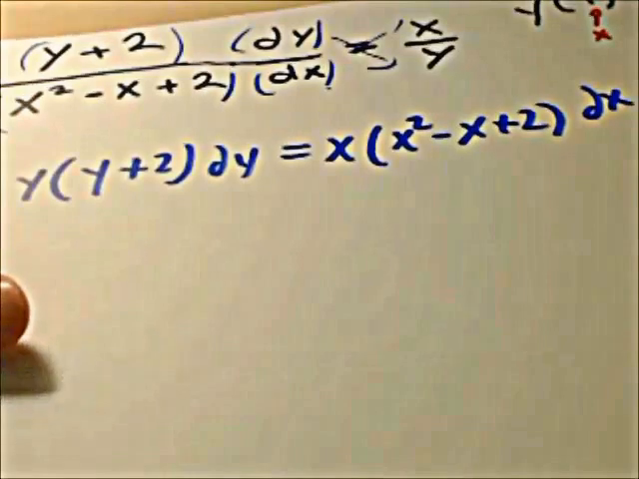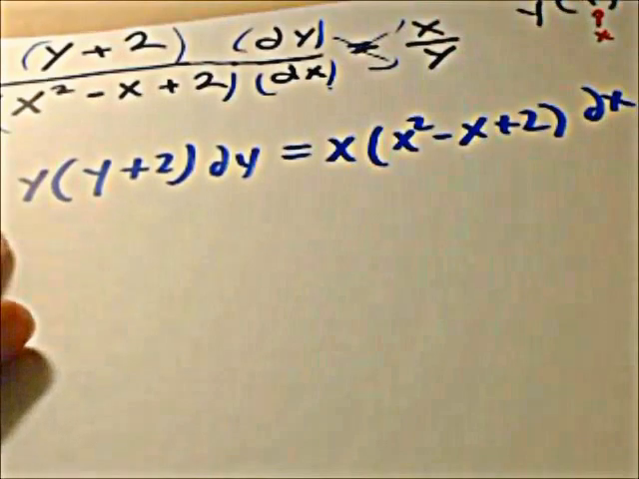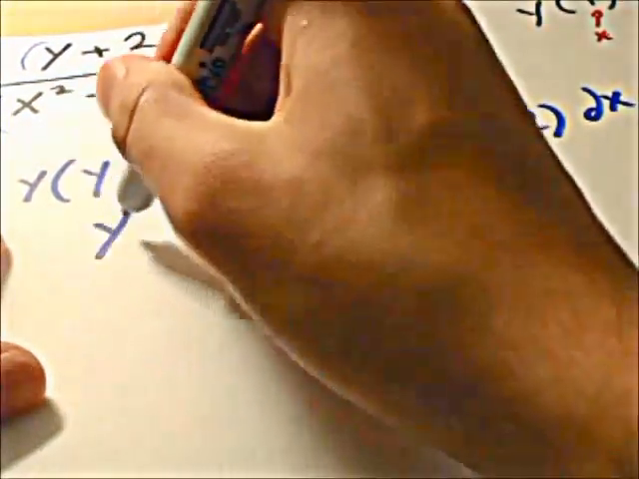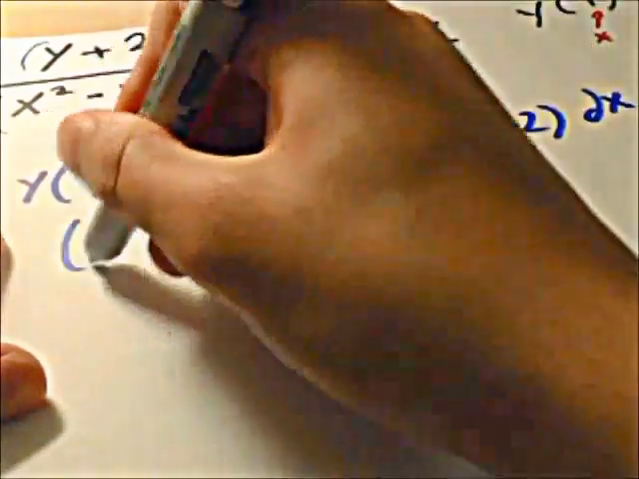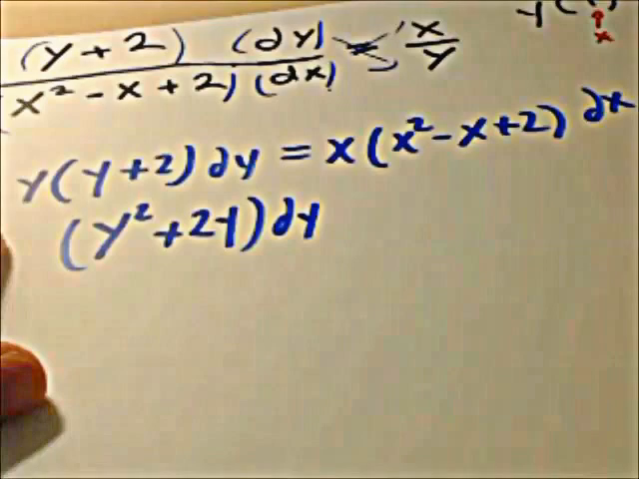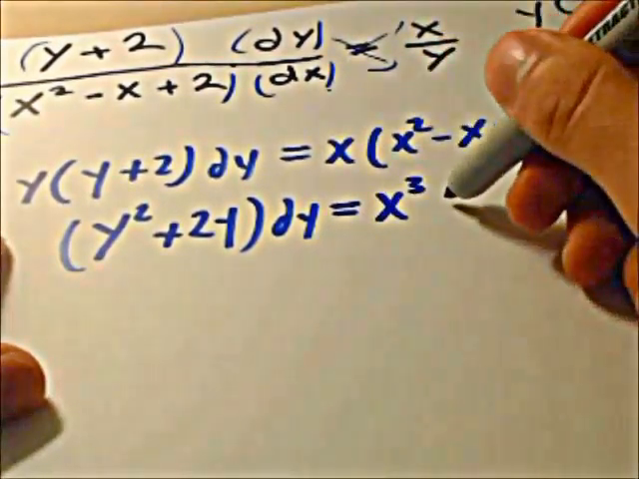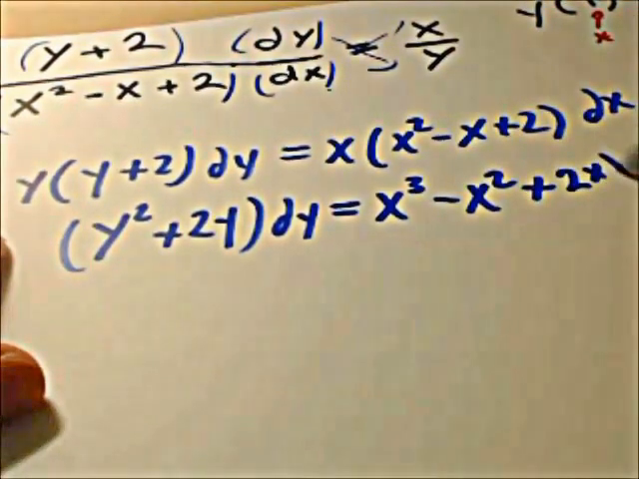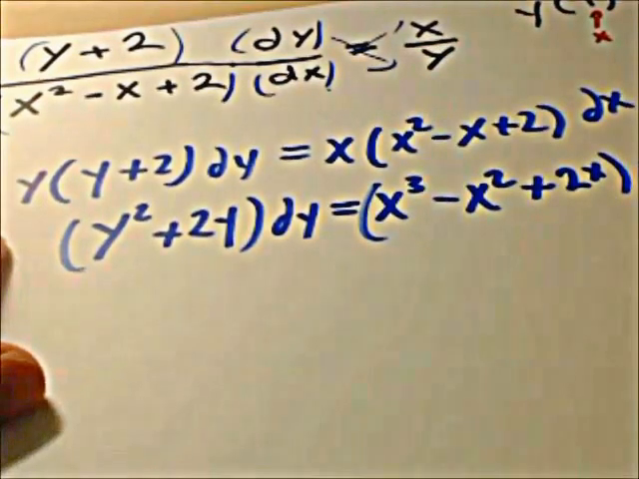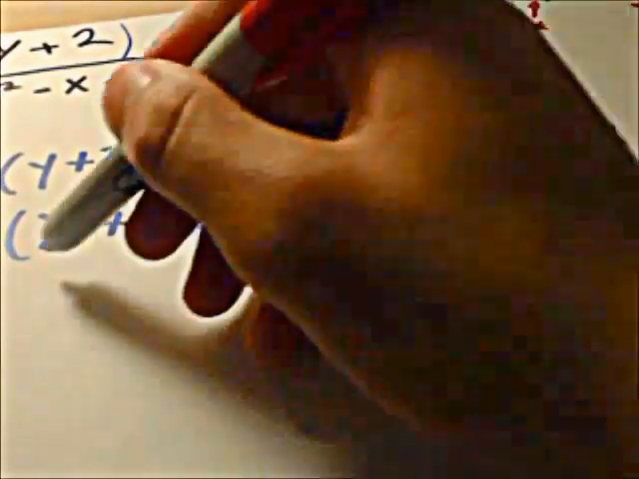Sorry. So what I'm going to do next is just distribute the y inside the bracket, and the same thing for x as well. So if we distribute that, it's going to be (y squared plus 2y) dy. Same thing here, x times inside the bracket: (x to the power 3 minus x squared plus 2x) dx. So that's much easier. Now we can just integrate both sides.